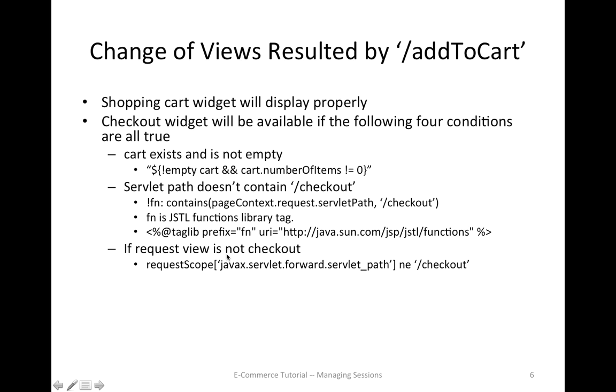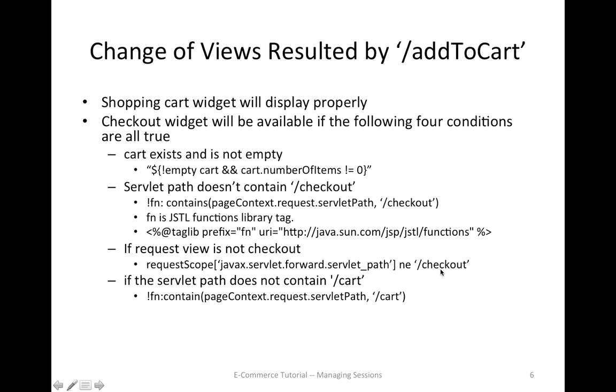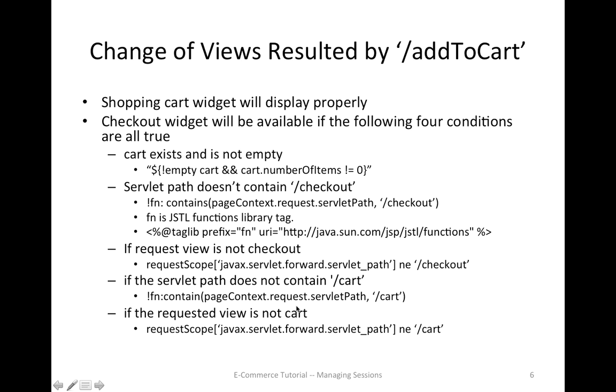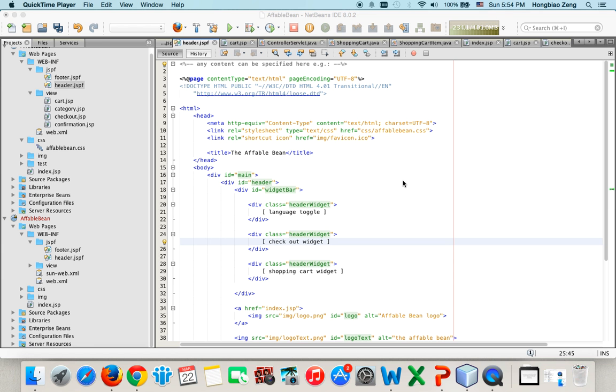If the request view is not a checkout, so request scope javax.servlet.forward.servlet_path not equal checkout, and the servlet path doesn't contain cart. Now we already know how to do this. Then the request view is not a cart. So if all those conditions are true, then the proceed to checkout widget will be displayed. Now I'm going to quietly modify header.jspf.